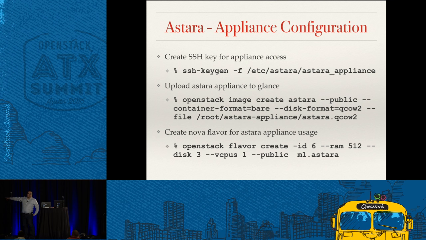The flavor. We actually create a specific flavor for the service appliance. So the service appliance, you give it an ID, right? You upload the service appliance in Glance, the image load, create. Then we create a specific flavor for Astara to spin up these service VMs. So RAM 512, disk size of 3 gigabytes, number of vCPU.